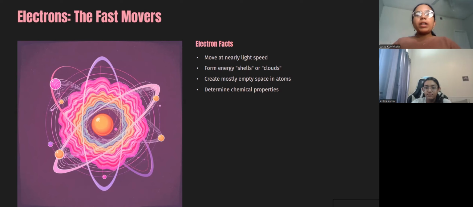So electrons, while they move in such a fast speed, create shells around the nucleus or clouds. They're called electron clouds around the nucleus. And they create mostly empty space in atoms. So, the nucleus is tightly packed with neutrons and protons, so that's not the empty space. But the electrons that orbit around the nucleus create empty space because they constantly keep moving around. And they also determine the chemical properties. And you're going to learn more about this later in this video.